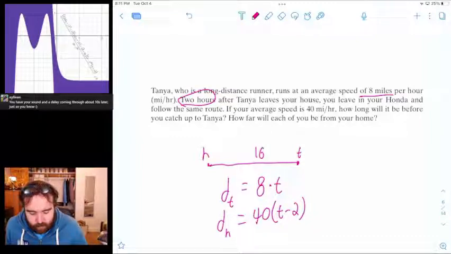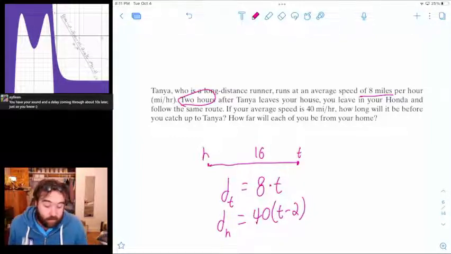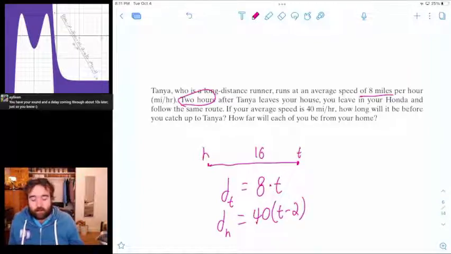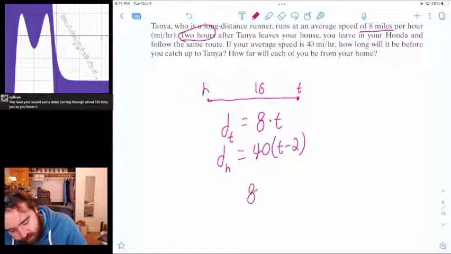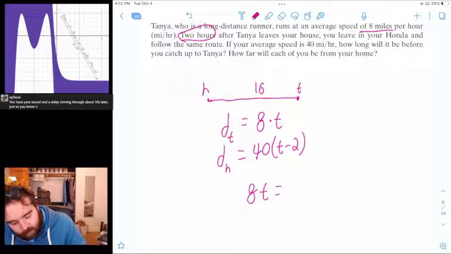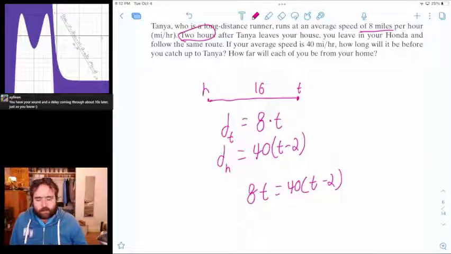then that's the whole situation. The one distance is 0 and the other distance is the 16. So now that you're here, all you've got to do is set them equal to each other. 8t equals 40 times t minus 2. And then we should just be able to solve for t.